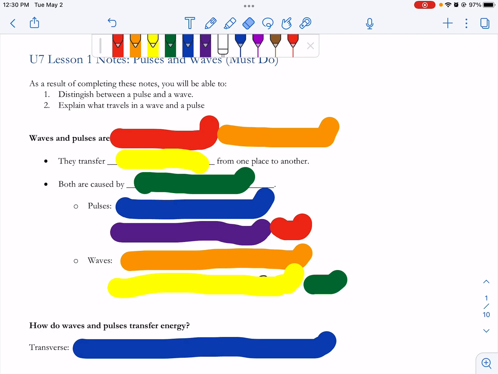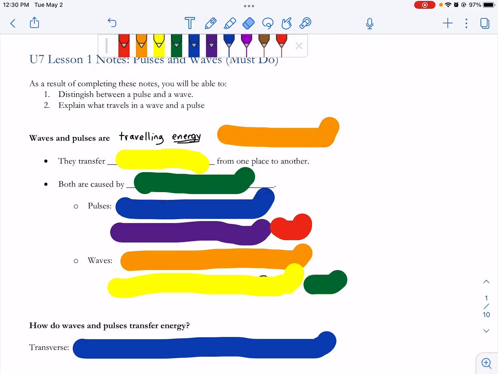So let's get started. Waves and pulses are traveling energy. What that means is that we've got some energy and it needs to get from one place to another. The way that it can do that is by traveling in a wave or a pulse. There are other ways to do that too, but we're going to talk about waves and pulses today. It's important to note that only the energy is traveling, and we're going to elaborate a little bit more.